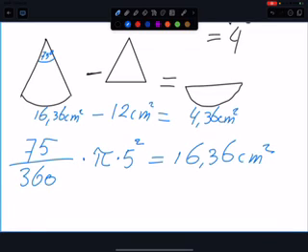4.36 squared centimeters. But are we done? Of course not. And give your answer in one decimal place. So 4.36, which is 2 decimal places, you turn into 1 decimal place, which is 4.4 square centimeters. Easy peasy.